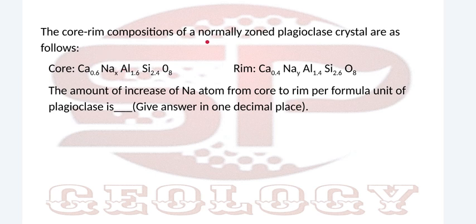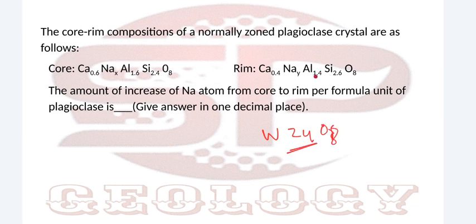The core and rim compositions of a normally zoned plagioclase crystal are as follows. The core composition is Ca 0.6, Na 0.4, Al 1.6, Si 2.4, O8, and the rim is Ca 0.4, Na 0.6, Al 1.4, Si 2.6, O8. So what is the amount of increase in Na? First I have to calculate the value of Na here. The general formula of plagioclase, or of feldspar, is WZ4O8.